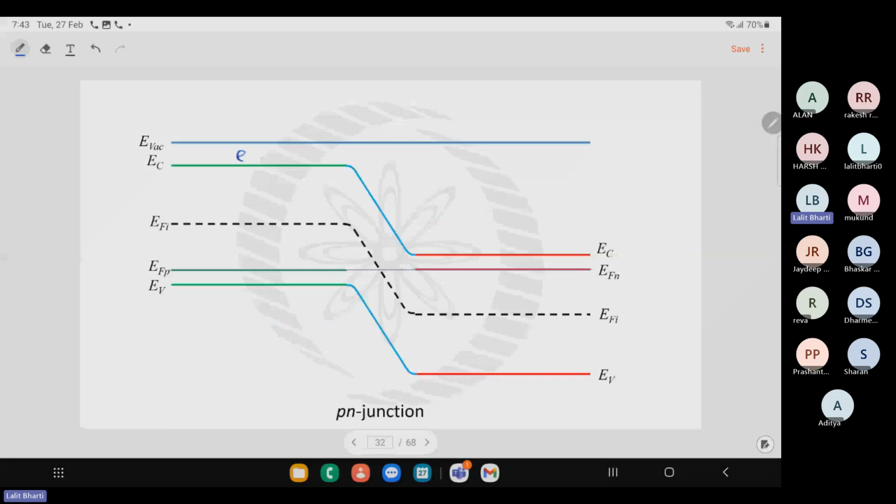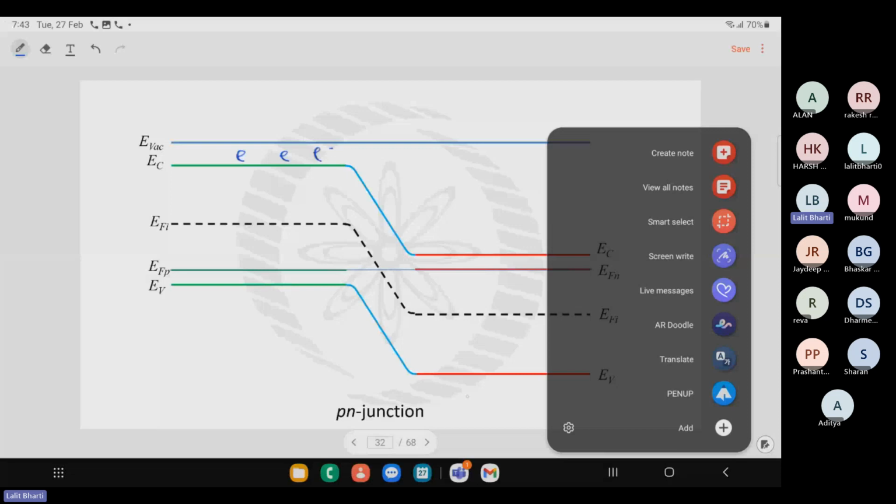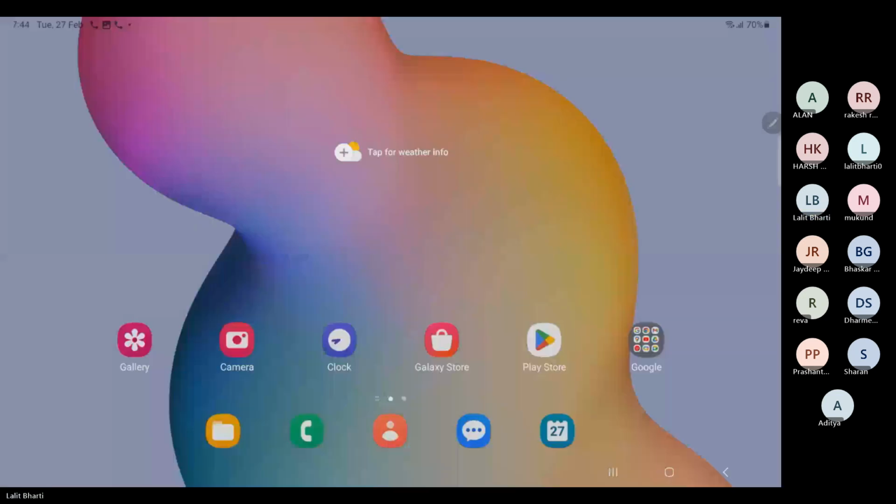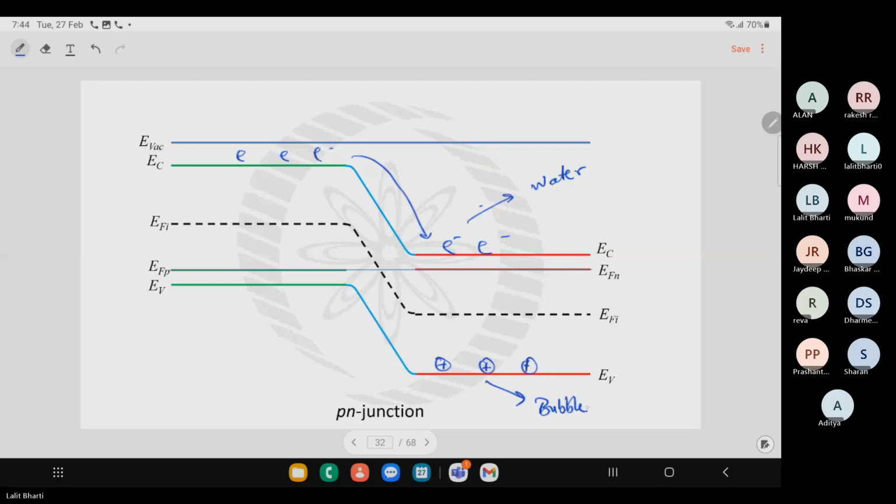So if you have some electrons here and you bias them, bias means making a connection, your electrons will move from here to here. Similarly, if you have some holes here, you can consider holes as bubbles. So you can take electrons as water and holes as bubbles, bubbles made up of air. Their tendency is to go upside.